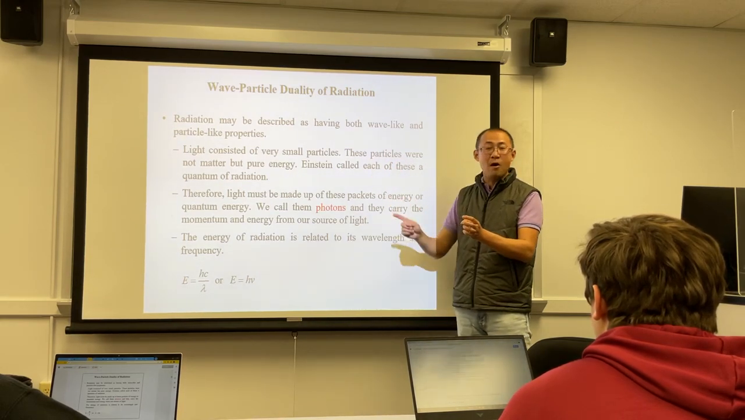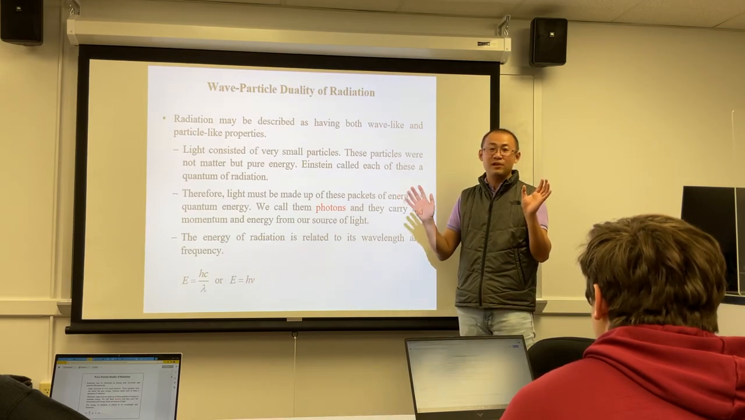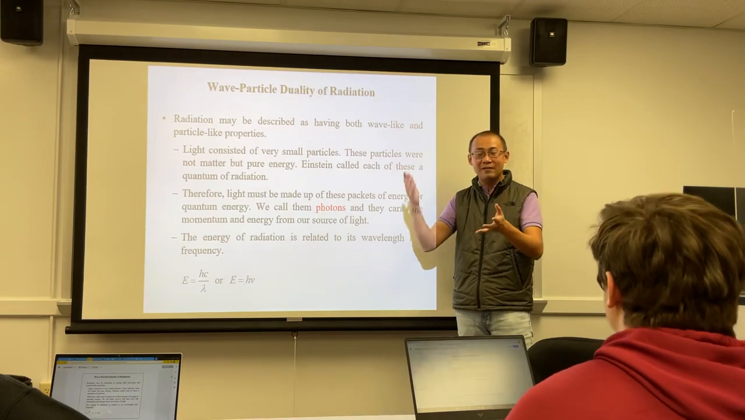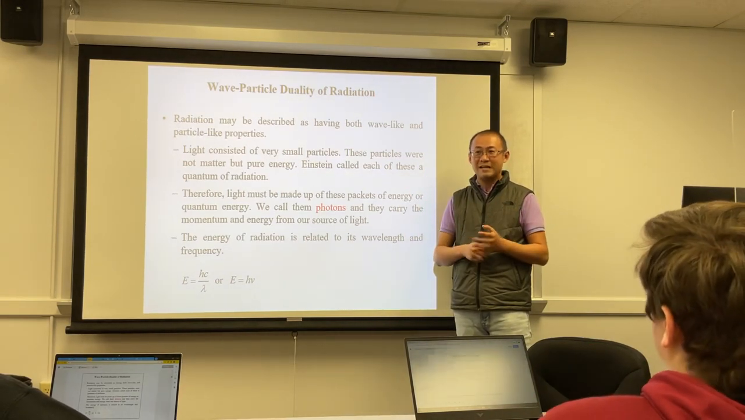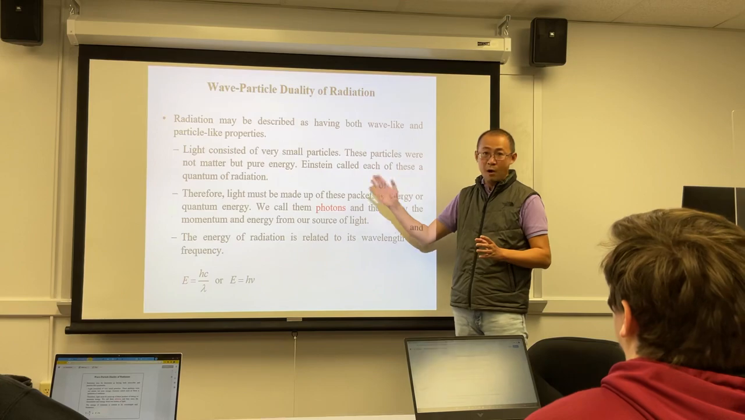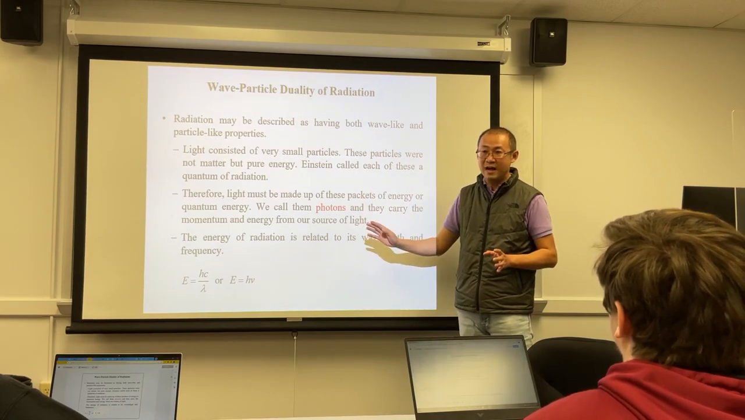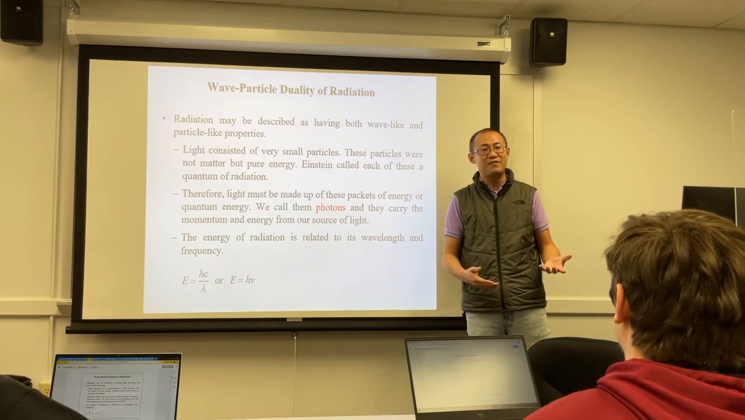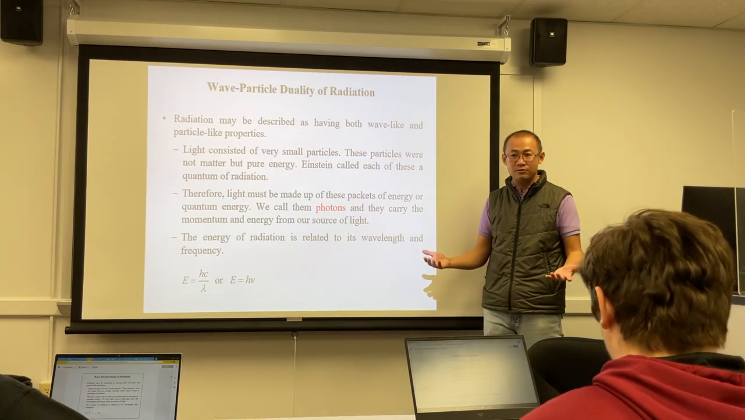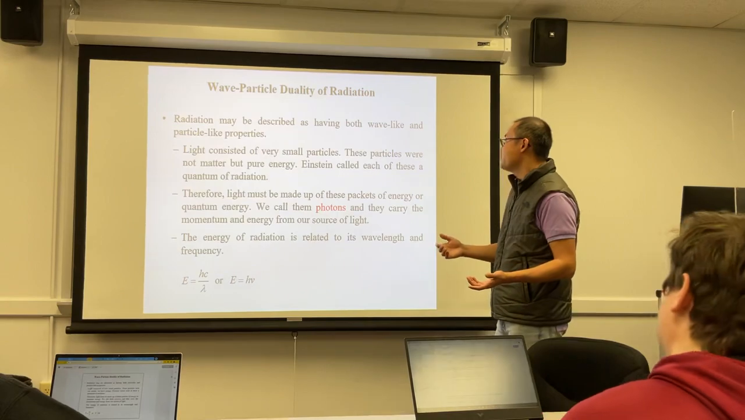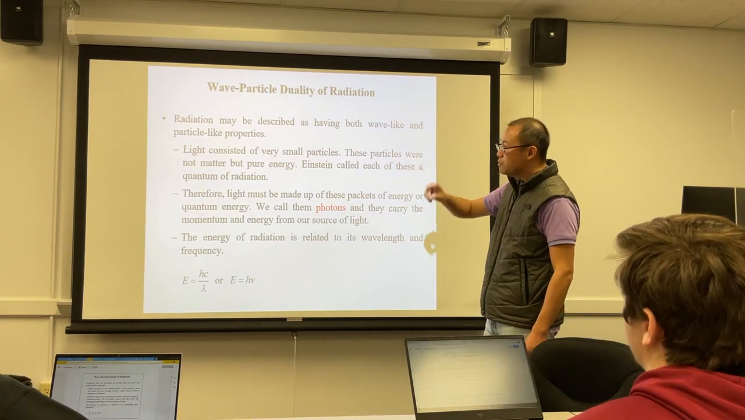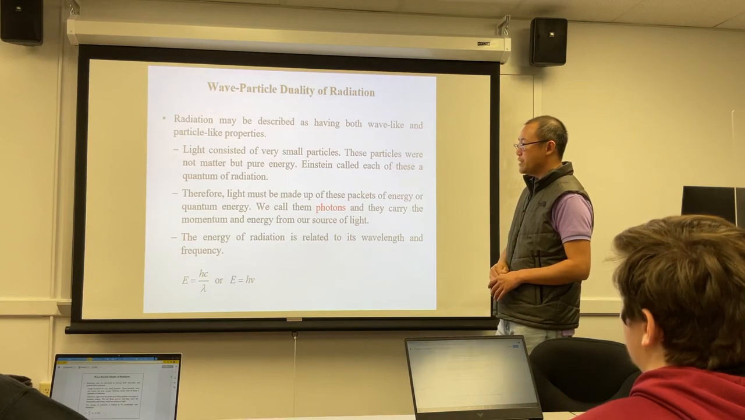Light particles, they don't. They're just pure energy, like a bullet. But they don't have mass, they don't have volume. That's different. So light particles are not matter. That's why we call this physics, right? In this chapter we talk about some physics, because it's not even chemistry. Chemistry is the study of matter. Einstein called each of these particles a quantum of radiation.